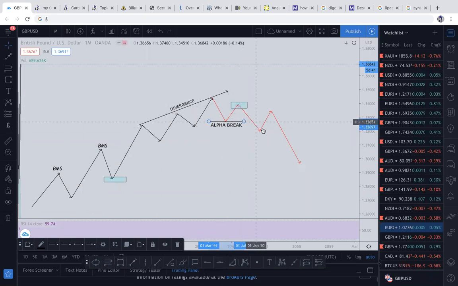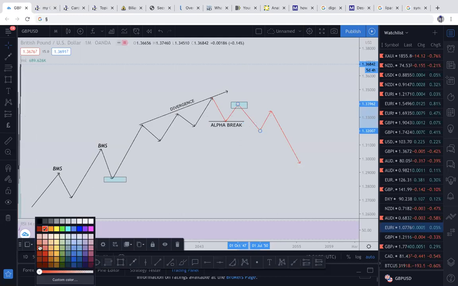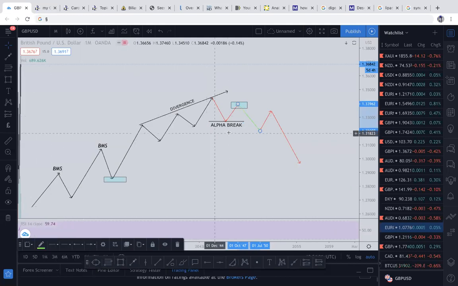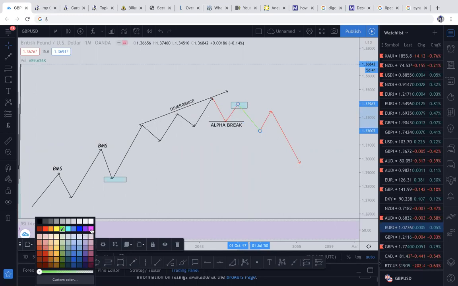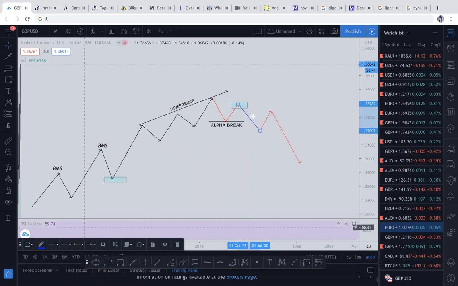In this break area, this particular leg, I am going to change this color actually. Let's make it green. Oh, green is very bad. Let's make it blue.